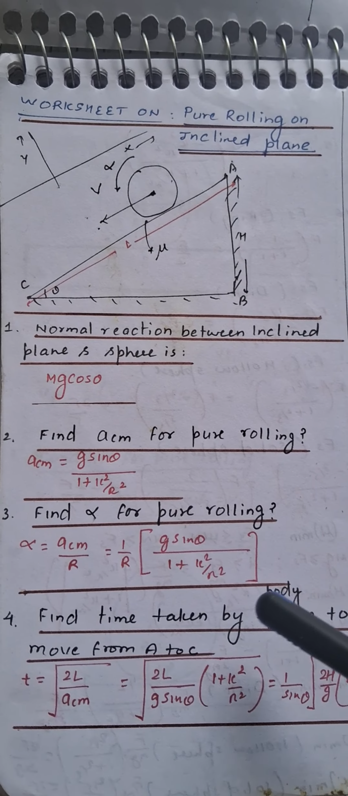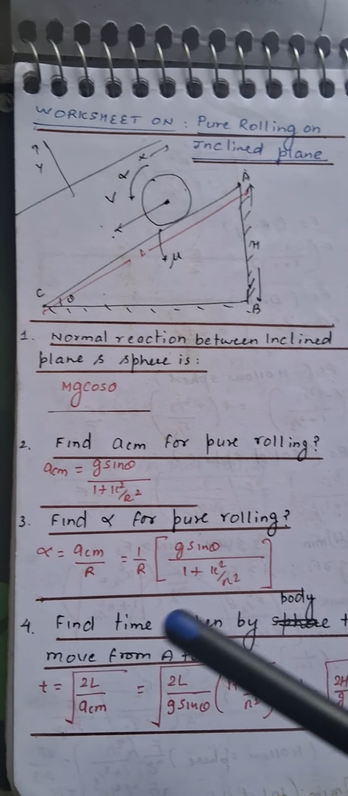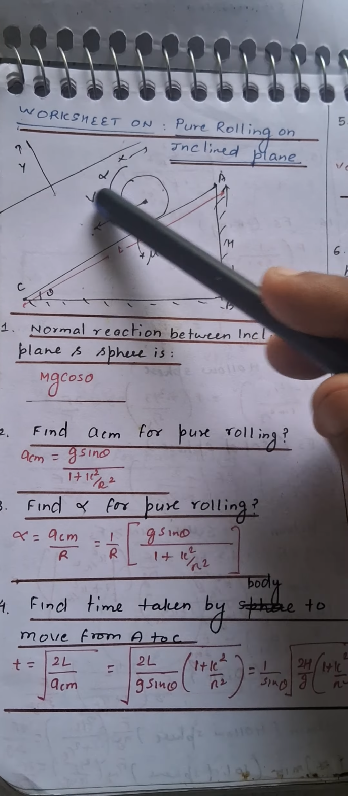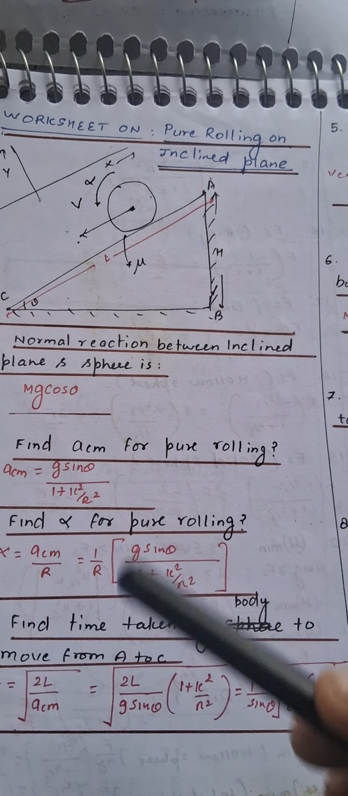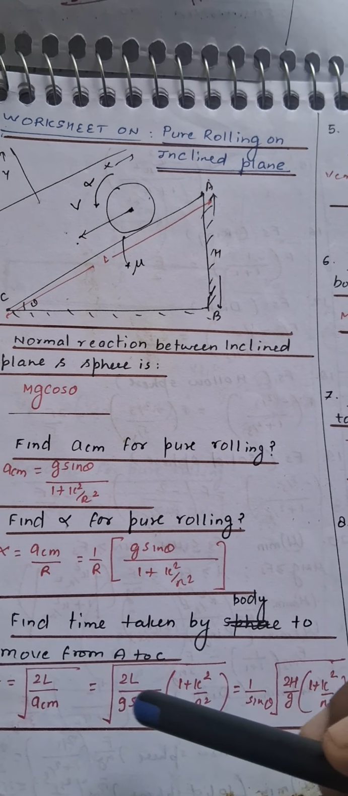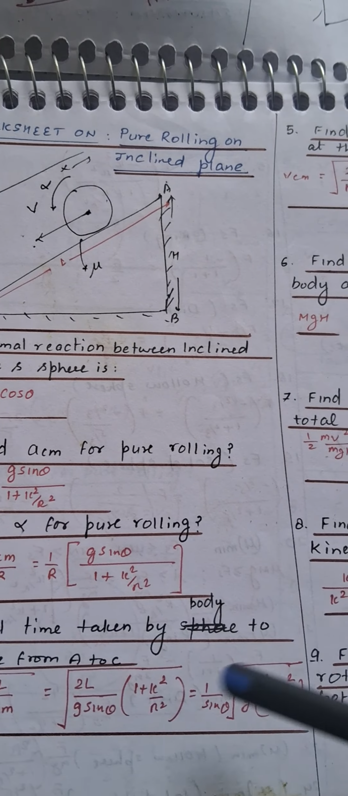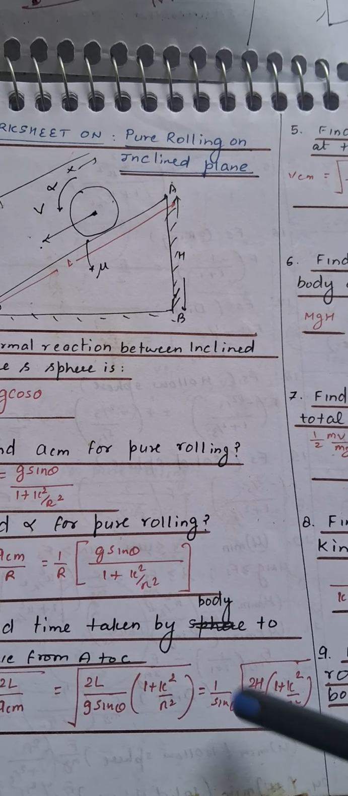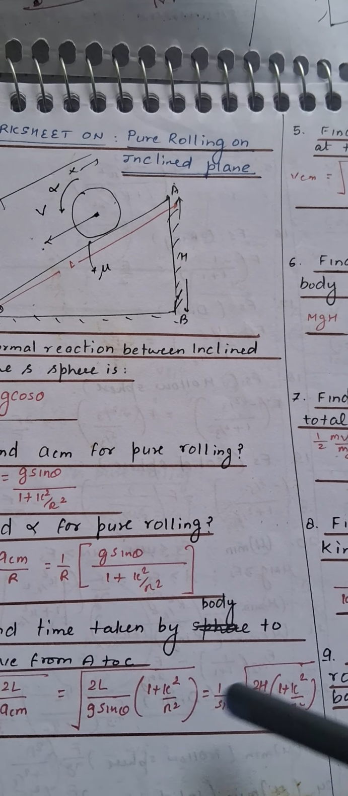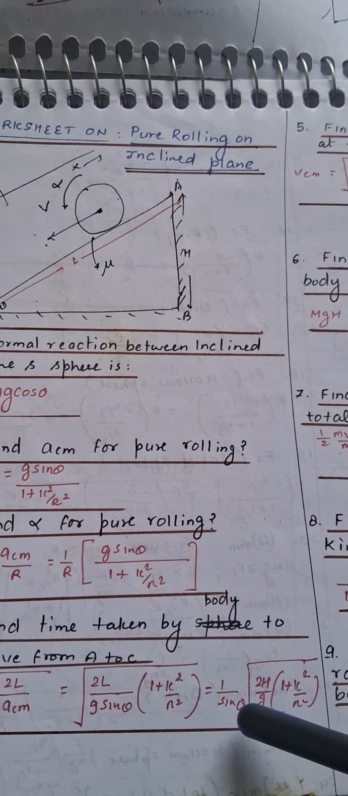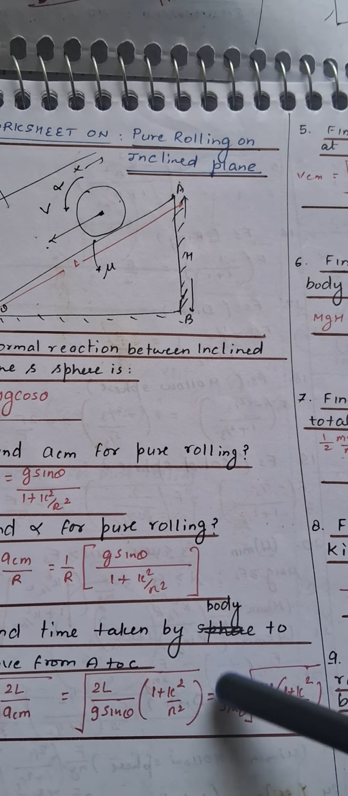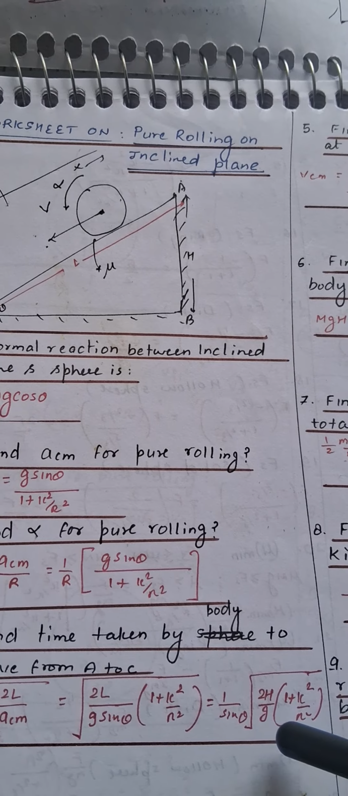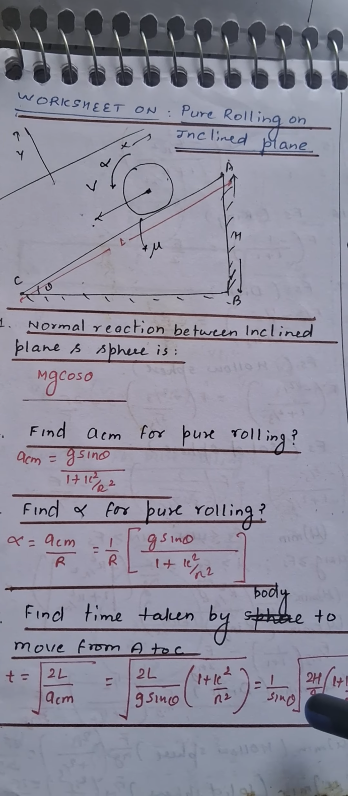Then we need to find time taken by body to move from A to C. So suppose this total length is L, so time will be root 2L by ACM using second equation of motion. So we can write it as 2L by g sin theta over 1 plus k square by R square. We can take L as h upon sin theta. So that will be sin square theta over there, and since it is the root, it will be 1 by sin theta root 2h by g times 1 plus k square by r square.